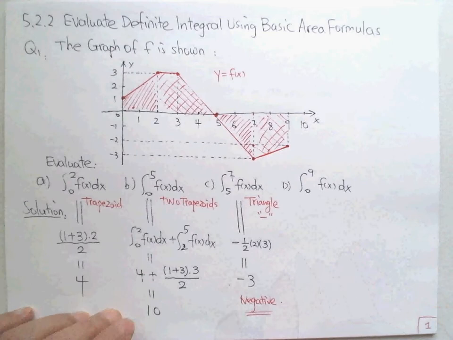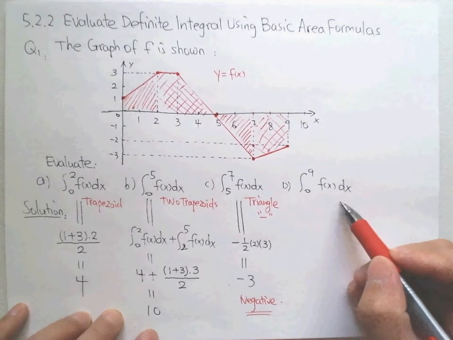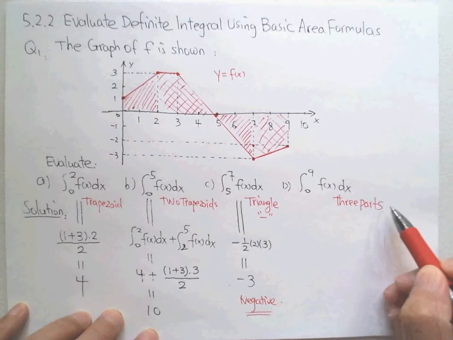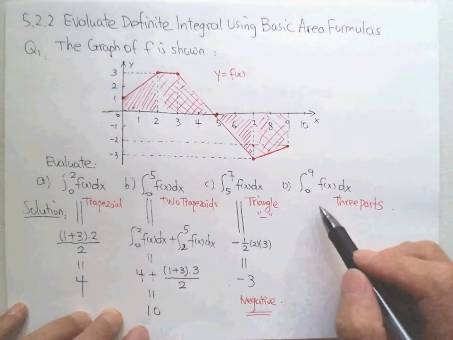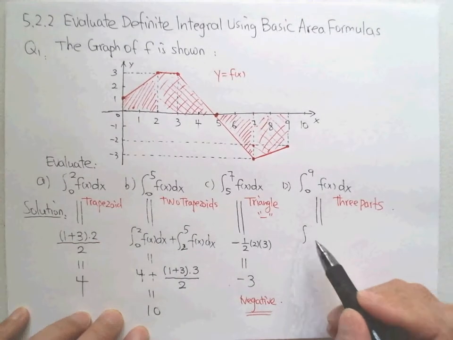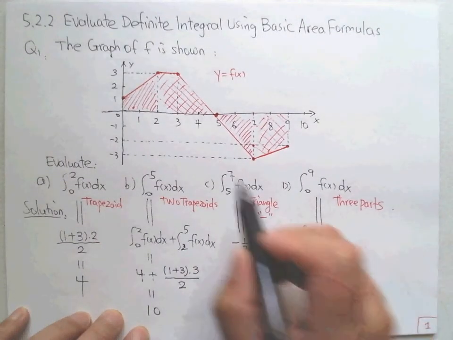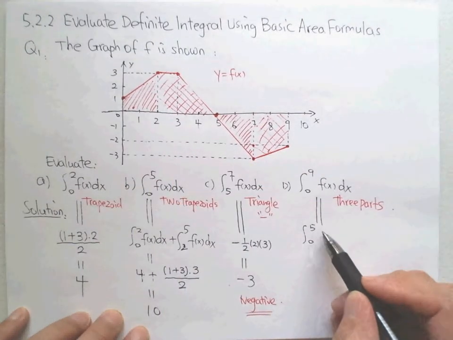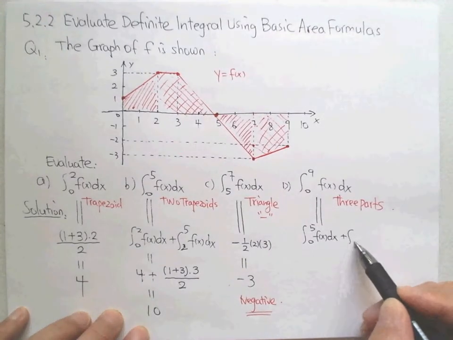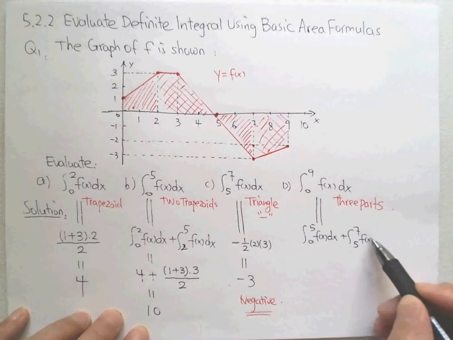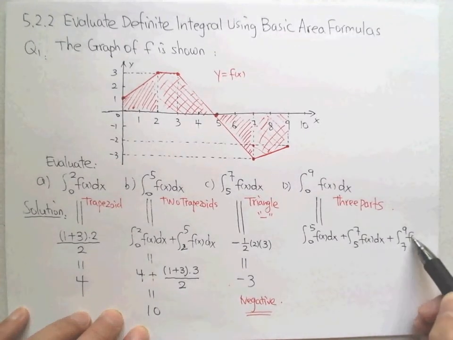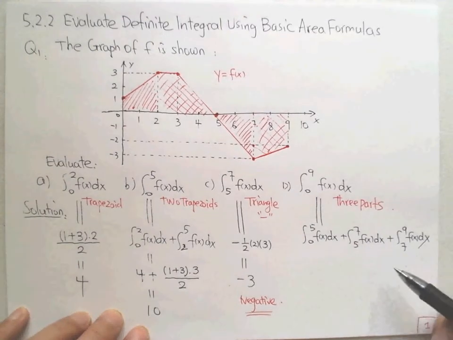So we can do 3 parts, and then find them one by one. If I write the formula using the property, 0 to 5 is the first, the second is 5 to 7, and the last is 7 to 9. This is the property.